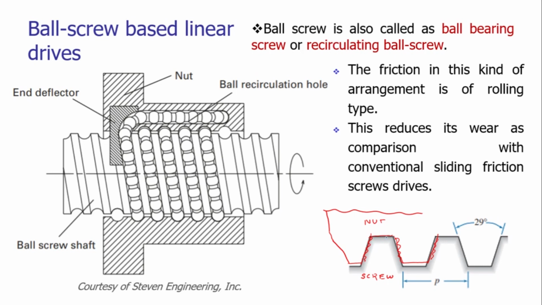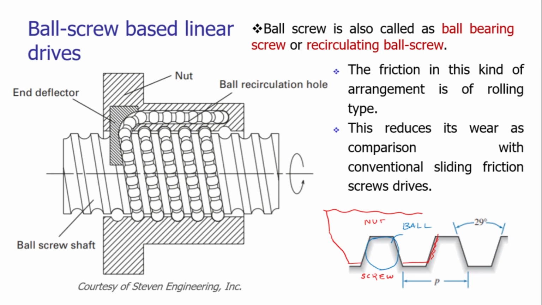So instead of having a thread, let us use another mechanical element, a spherical ball. The spherical ball will rotate and it will provide the rolling friction. The ball will roll inside the groove generated by the screw and the nut. The same concept has been utilized in development of this precision drive.